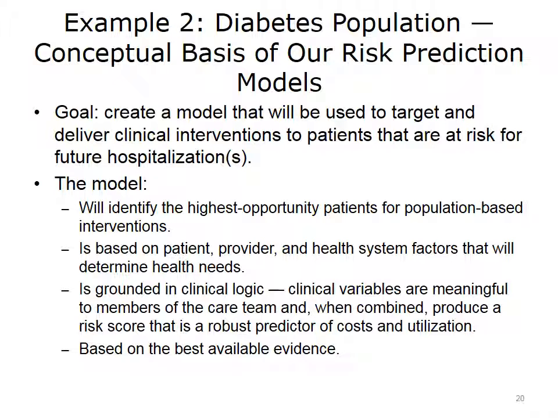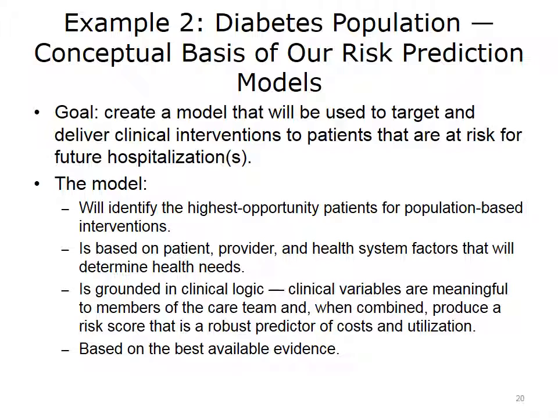Example 2 is in a health plan population, and we're looking across several different health insurance products at Johns Hopkins to develop a diabetes risk model. In this scenario, the goal is to create a model that will be used to target and deliver clinical interventions to patients that are at risk for future hospitalizations. The model will help to identify the highest opportunity patients, who are the highest risk patients, for population-based interventions.